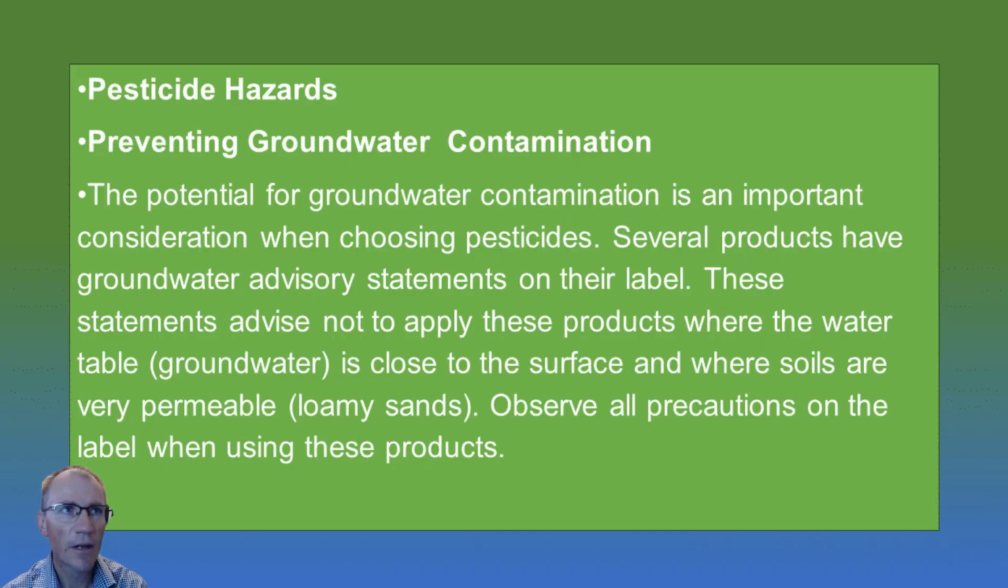Pesticide hazards: preventing groundwater contamination. The potential for groundwater contamination is an important consideration when choosing pesticides. Several products have groundwater advisory statements on their label. These statements advise not to apply these products where the water table, groundwater, is close to the surface and where soils are very permeable, loamy sands. Observe all precautions on the label when using these products.